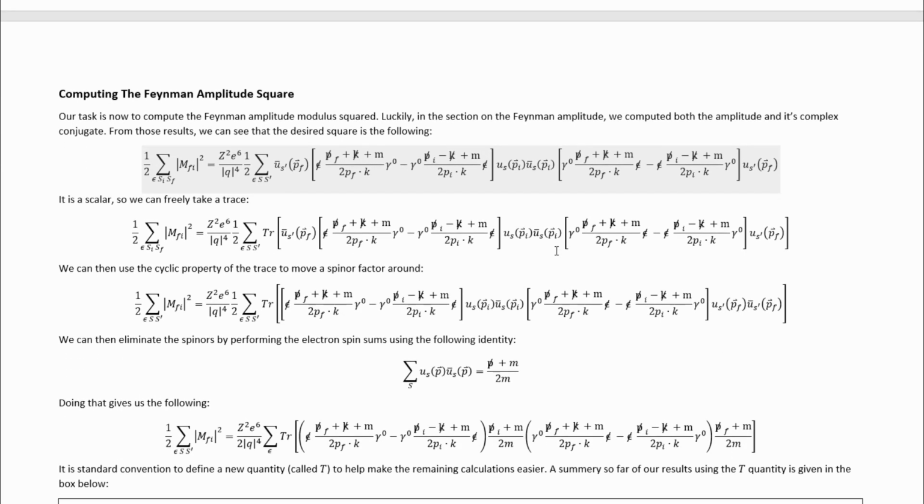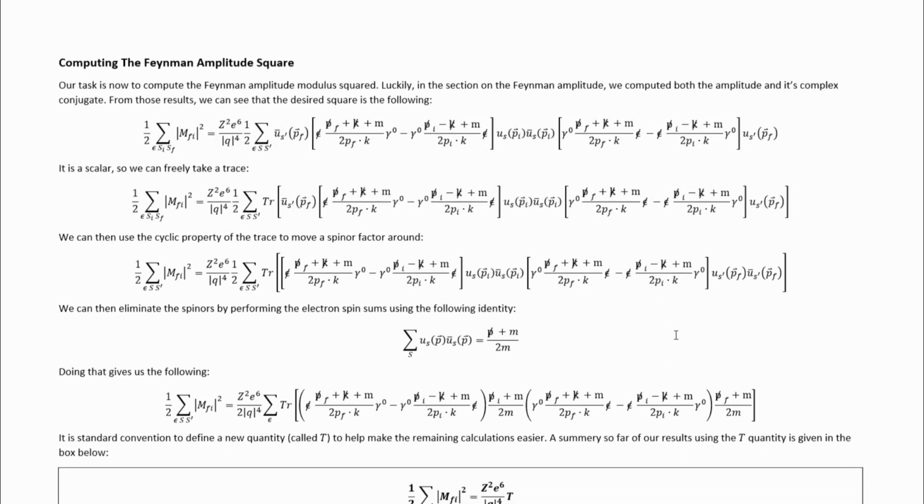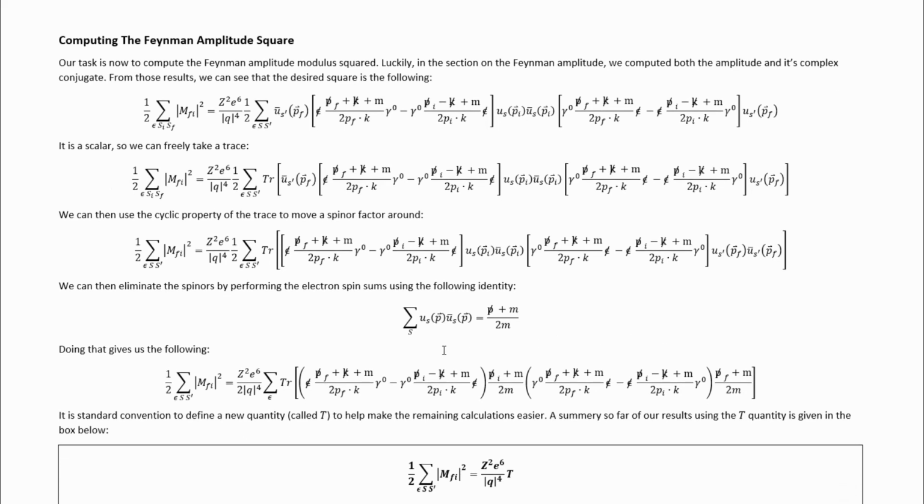Now it's a scalar, so we can take a trace of it without changing anything, but then take advantage of the cyclic property of the trace to move this spinor factor there to a more useful position at the end there, which is the result we have here, and then we can eliminate the spinors entirely by performing the spin sums using this identity, which gets us this nice result, which looks easier to handle.